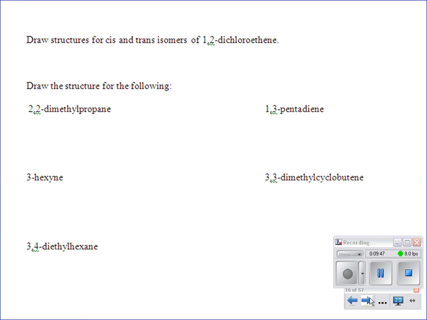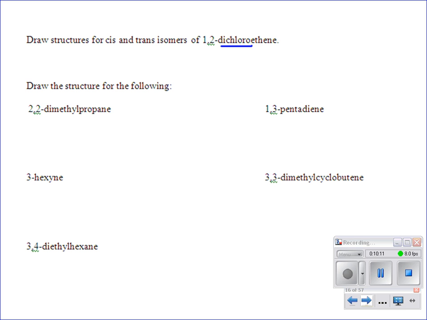Now let's draw some structures. Draw the structures for cis and trans isomers of 1,2-dichloroethane. One thing I didn't talk about were the substituent groups chloro, fluoro, and bromo. Remember our alkyl groups, methyl, ethyl, propyl? If you have a Cl off of a chain, it's chloro. A Br off of a chain, it's bromo. An F off of a chain, it's fluoro. So chloro is just a Cl hanging off.